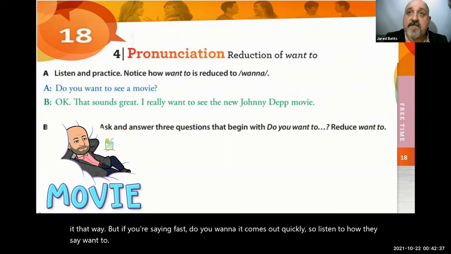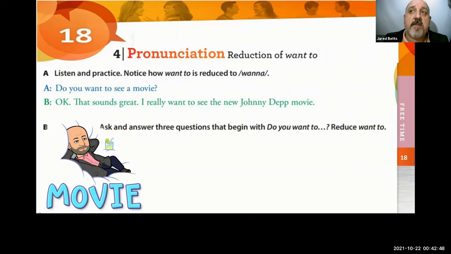Page 45. Pronunciation. A. Listen and practice. Notice how want to is reduced to wanna. Do you want to see a movie? Okay, that sounds great. I really want to see the new Johnny Depp movie.